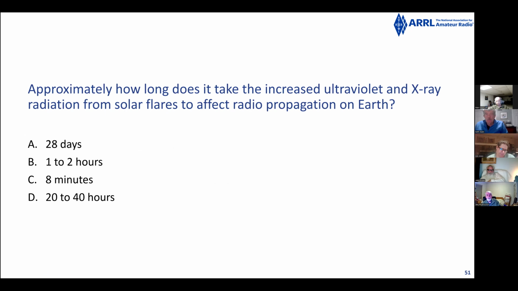Approximately how long does it take the increased ultraviolet and X-rays from solar flares to affect radio propagation on Earth? 28 days, 1 to 2 hours, 8 minutes, or 20 to 40 hours? C, 8 minutes. I know that one. Yep. Speed of light from the sun to the Earth, 8 minutes.